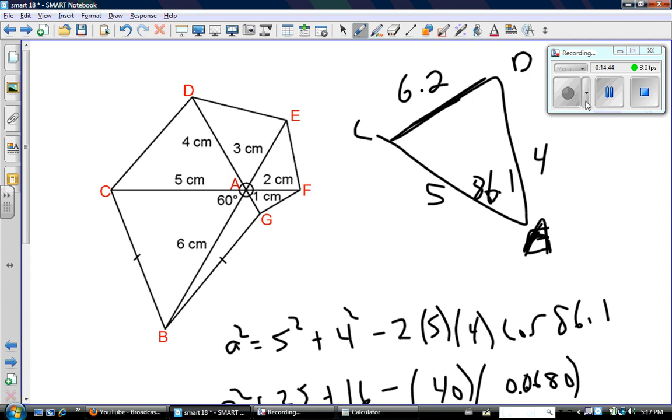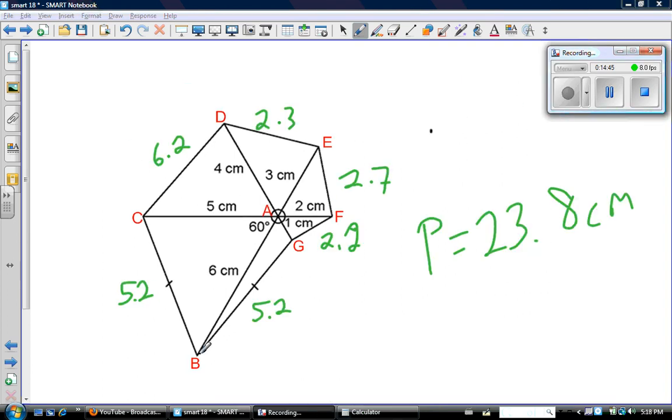So let's put it all together. These are all the values that we calculated for the perimeter. Add them all together, I get 23.8 centimeters. I guess that wasn't so bad. It was just kind of long.